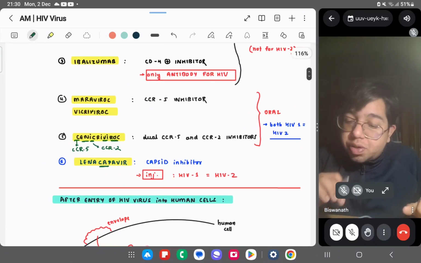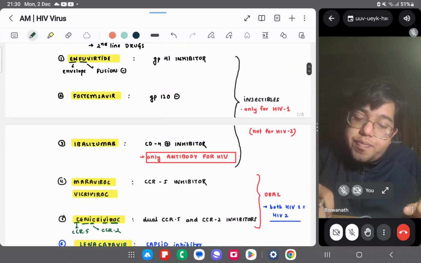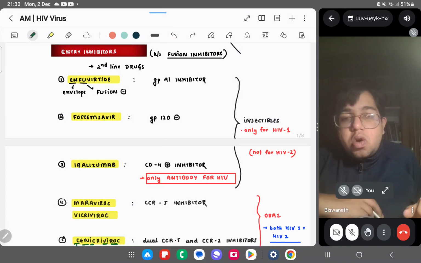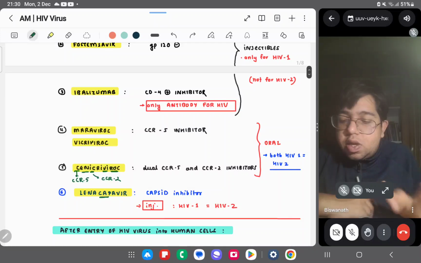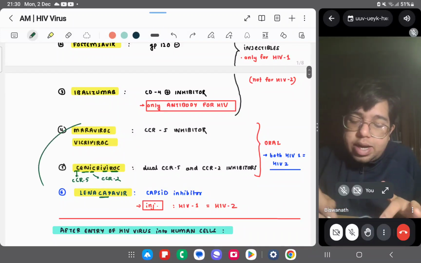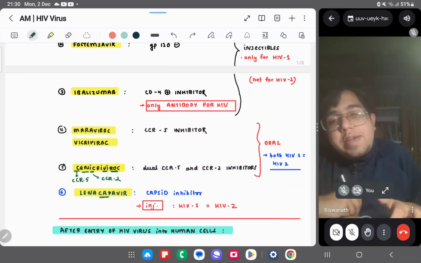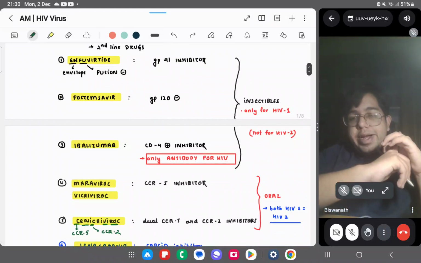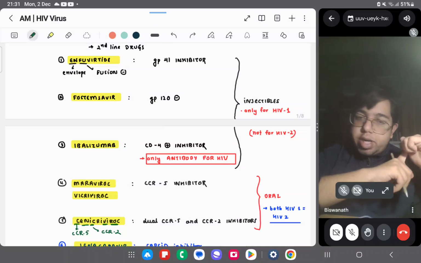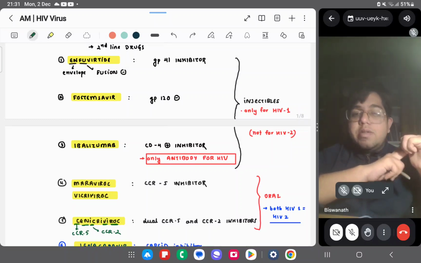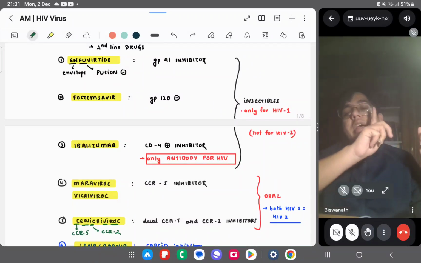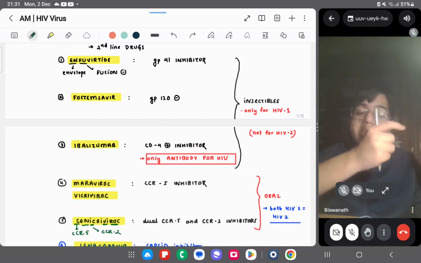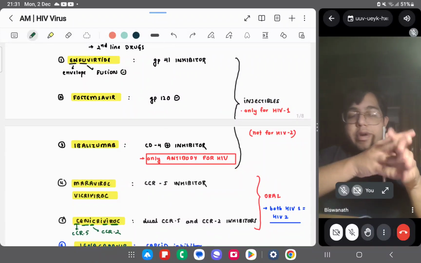It is an injection, and these are all given in HIV-1. These three medications are only in HIV-1, and these are all HIV-2, and Lenacapavir is also an injection used in HIV-1 and 2. Okay, so what drugs did we learn? Enfuvirtide, which is the gp41 inhibitor. Fostemsavir, which is the gp120 inhibitor. Then we learned about ibalizumab. Ibalizumab is a monoclonal antibody. Ibalizumab is the CD4 receptor inhibitor.